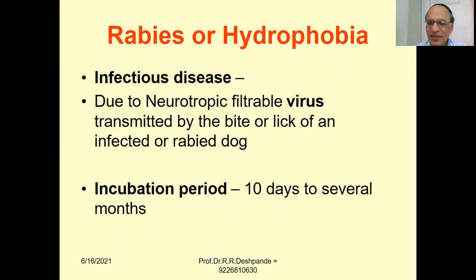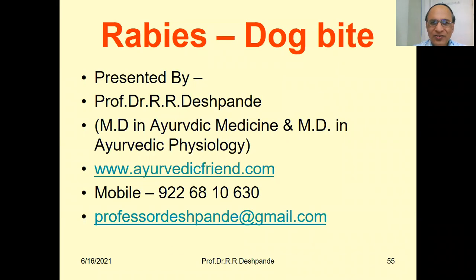Myself, Professor Dr. Rajendra Deshpande, would like to welcome you all in this today's interesting video regarding a very important disease in general medical practice. The name of the disease is rabies, and this disease occurs because of a dog bite, but it is not a normal dog, it is a rabid dog bite. This disease is, you can say, very common in general medical practice.